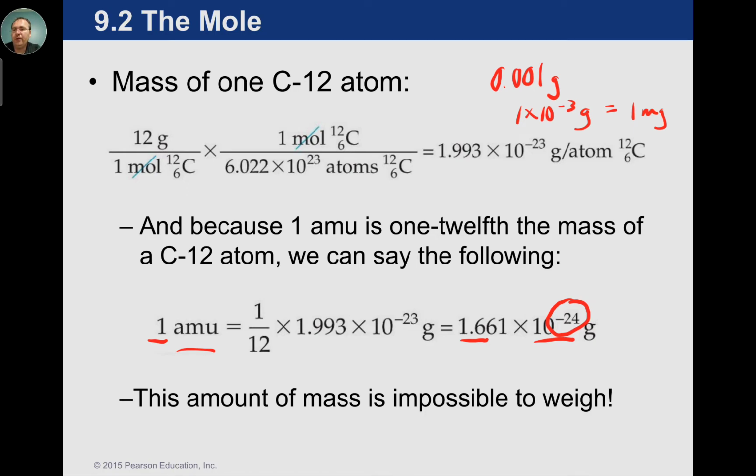And if we assume that we have 602 trillion carbon atoms, then and only then can we say there's 12 grams. Because you're looking at trillions upon trillions upon trillions upon trillions of carbon atoms in that little pile that makes 12 grams, or about 12 paper clips in mass on a balance.